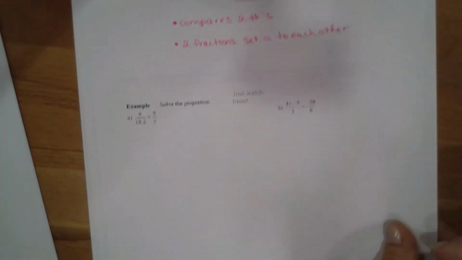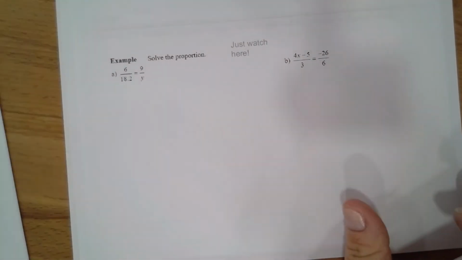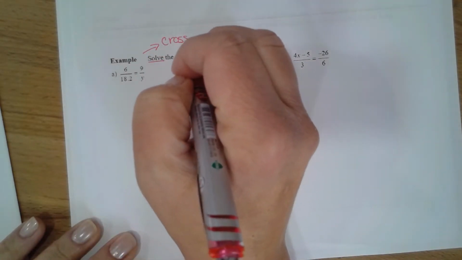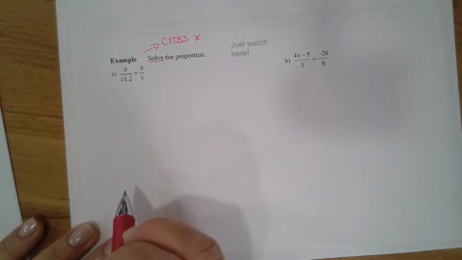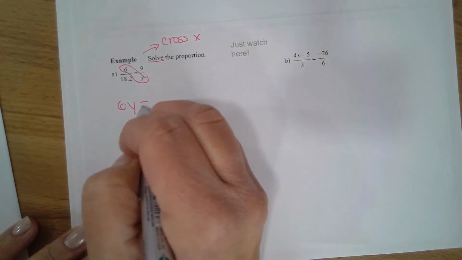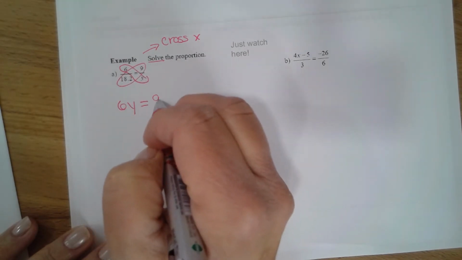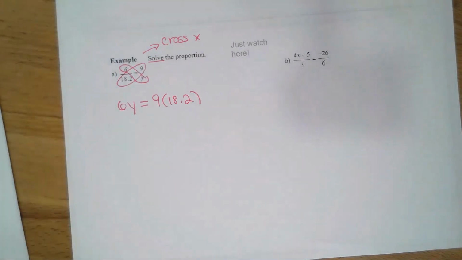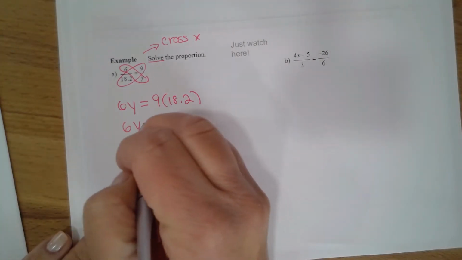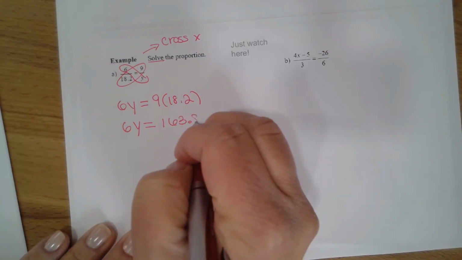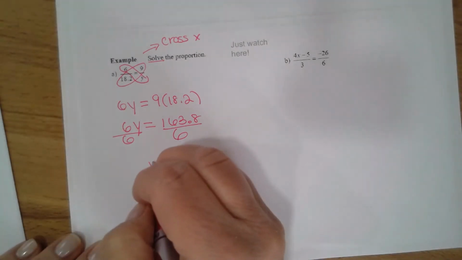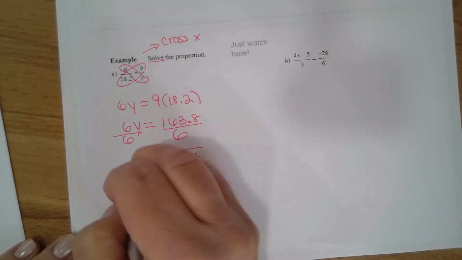Okay? I'm sure you've seen this before, but in order to solve a proportion, you guys have to cross multiply. Okay, so what do we mean by that? 6 times y is 6y, and then we're going to multiply 9 by 18.2, which is 163.8. Solve for y, we're going to divide by 6, and y should equal 27.3.